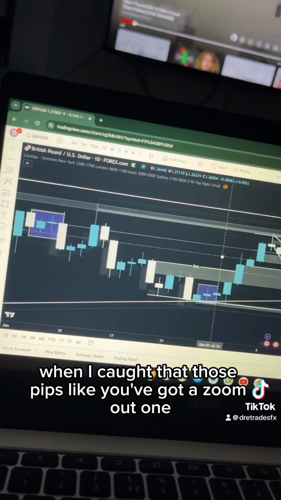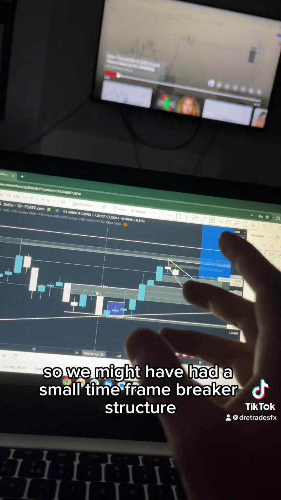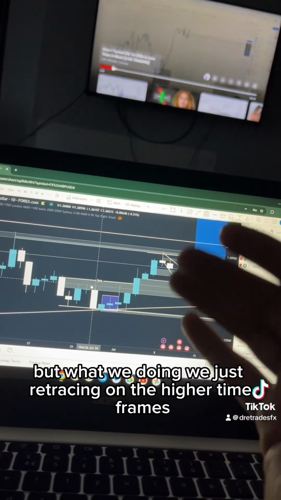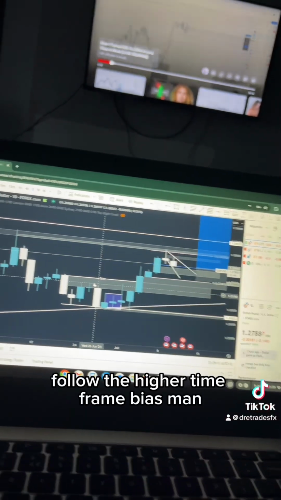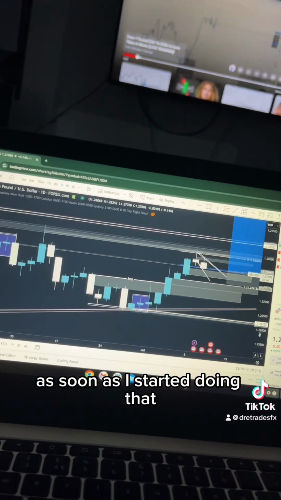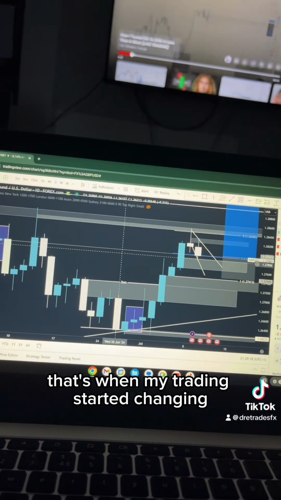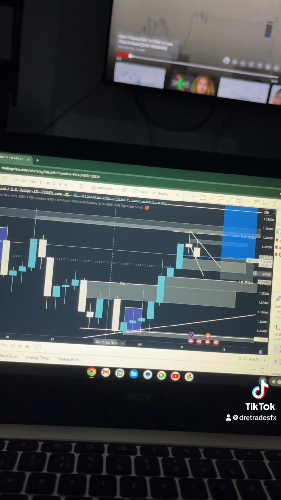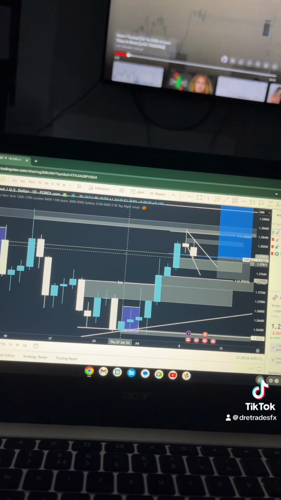You've got to zoom out, man. We might have had a small time frame break of structure, but what are we doing? We're just retracing on the higher time frames. Follow that higher time frame bias, man. As soon as I started following higher time frame bias properly, that's when my trading started changing. You see that? Look how the trend's running. It's so clear.